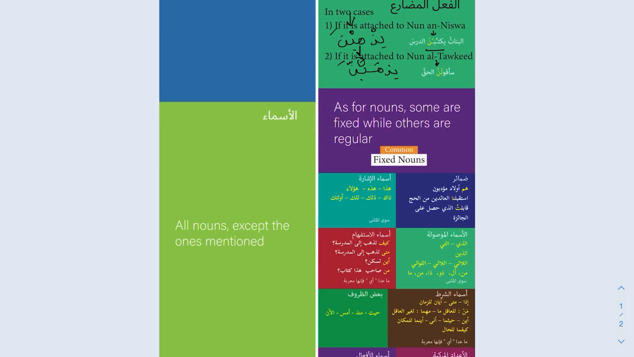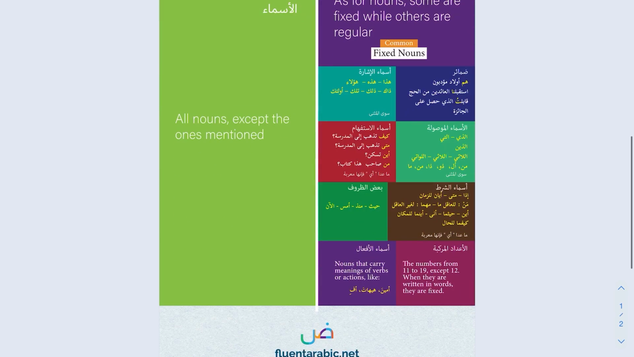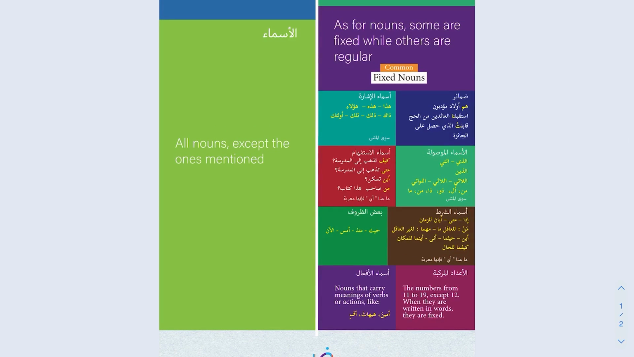Most of the nouns, or all the nouns, are mu'arab. All the nouns are mu'arab except for these limited categories. Except for the things shown here, all the other nouns are mu'arab. So what are the mabni nouns? First we have the dama'ir. Hum, huma, huwa, hiya. All of these dama'ir, they are mabni, because it's always going to be hum.